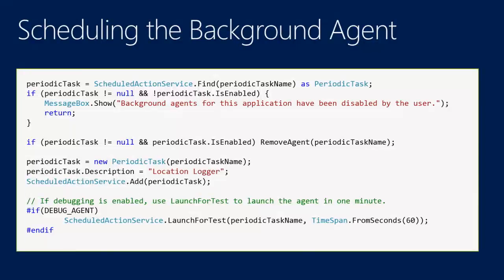The final bit I'll mention is how, if you actually want to force the thing in debug mode to keep on going, this is the bit at the bottom down here. I say if I'm in debug, then I do a launch for test every 60 seconds. So I can debug my background agent and have it fire once a minute while I'm testing the code. Then when I ship it, this conditional compilation will knock that line out, and away we go.